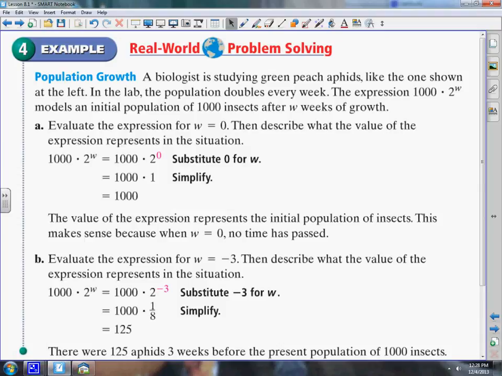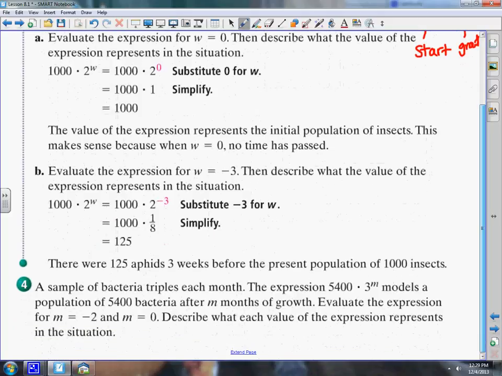So if you just look at this, what do you think that means? What that means is they are starting with 1,000 insects and they are going to double it. So the 1,000 is the starting point and this is the growth rate. The doubling would be the 2. And then after 1 week, after 2 weeks, after 3 weeks, it's going to double every single time. So W equals 0, you're just going to put 0 in and it's 1,000. So that's what you're starting with at the beginning where 0 weeks have passed.